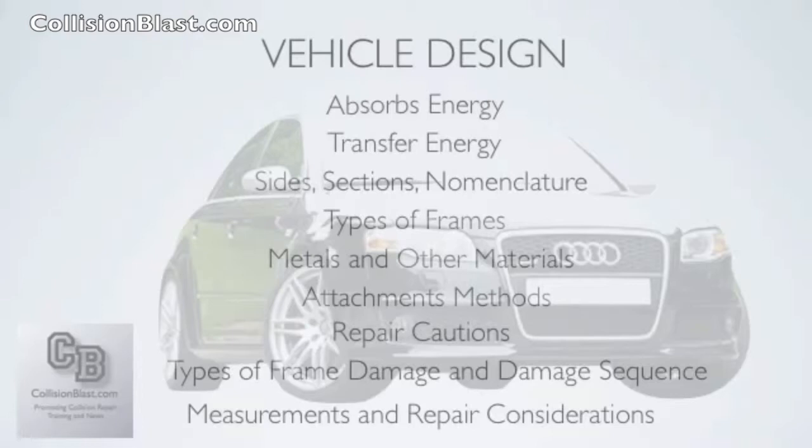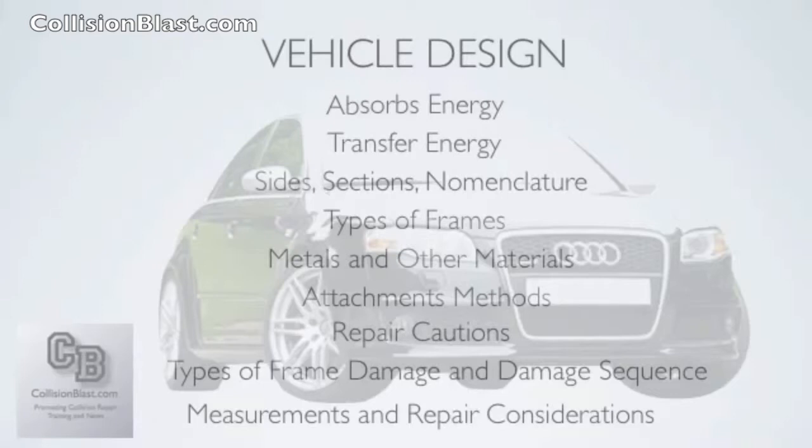We got the different types of metals. Mild steel is just regular steel, very easy to repair. We've got high strength steel, which is more heat sensitive, but it is repairable. And then we have ultra high strength steel and boron, which is replace only. Those ultra high strength steels and borons are used mostly around the passenger compartment, to keep the passengers safe and transfer that energy around the passengers.